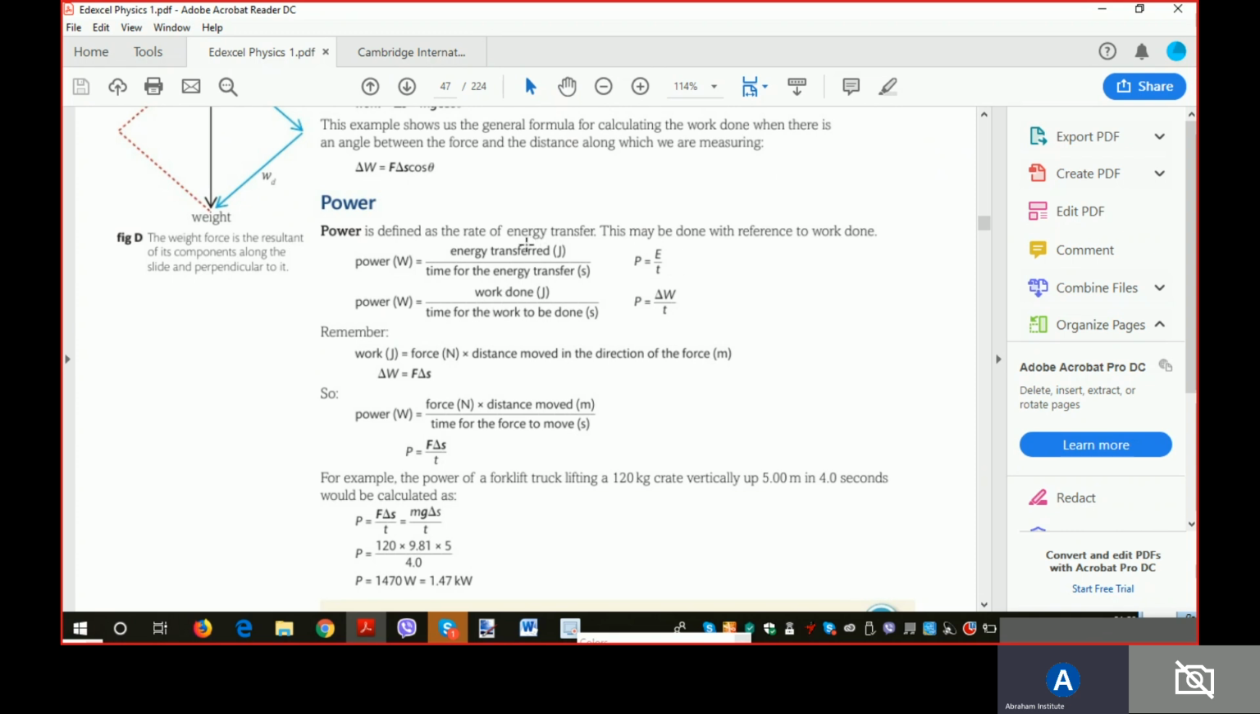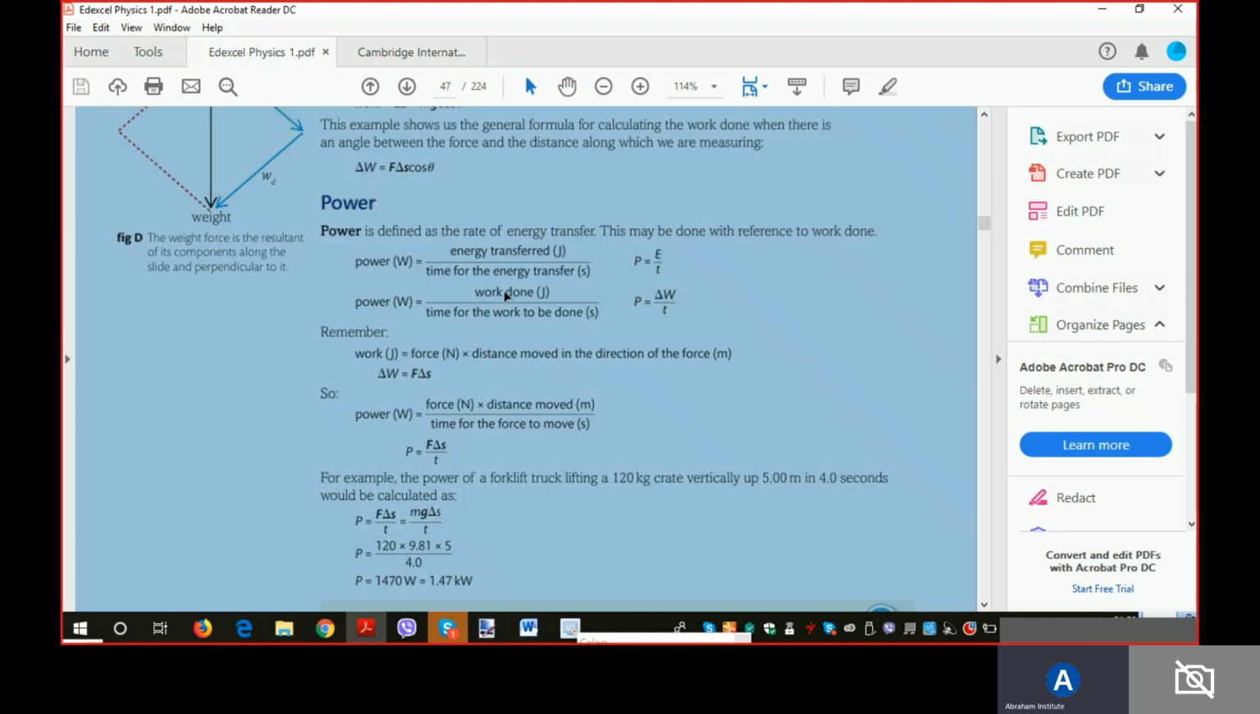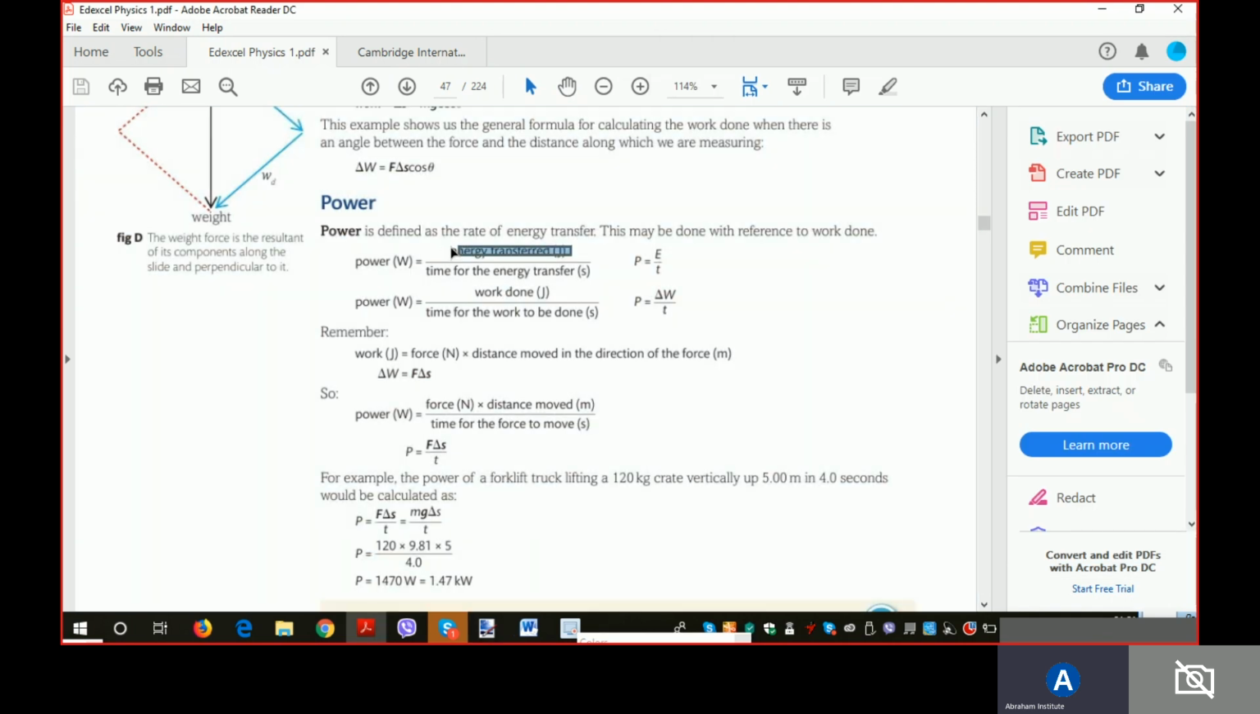Work done is energy transferred. I told you earlier, work done is energy transferred or transformed. The better word is energy transferred, though some textbooks say transformed or converted. So the best word is energy transferred. Since work done is equal to energy transferred, you can see that the numerator is the one that is different, and the denominator is the same. Work done equals energy transferred, so it is the time for the energy transfer, the time for the work to be done. So energy over time or work over time.